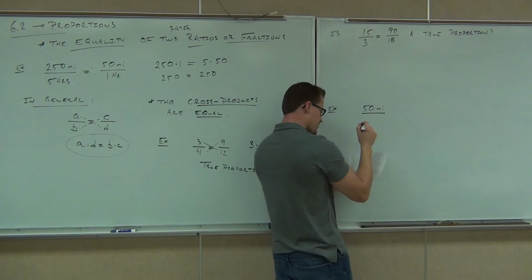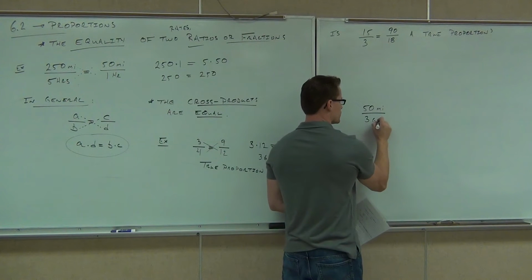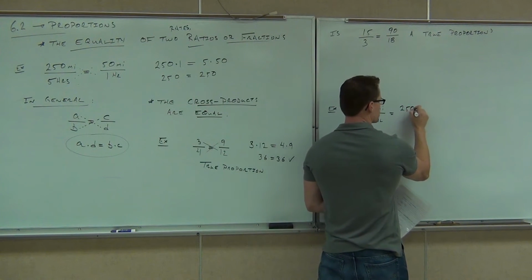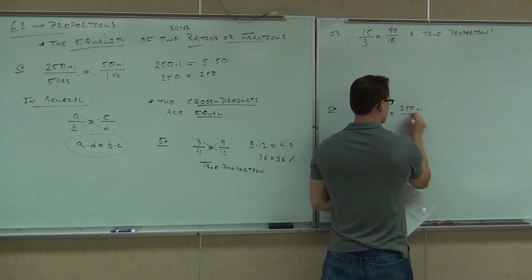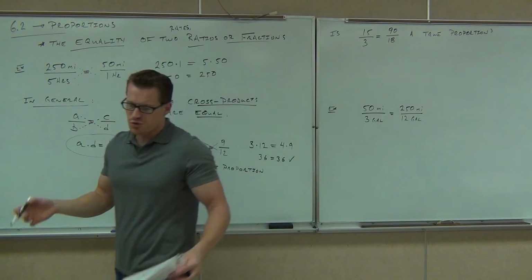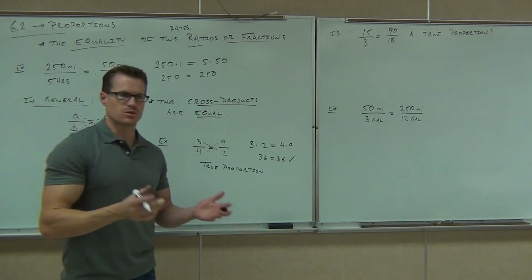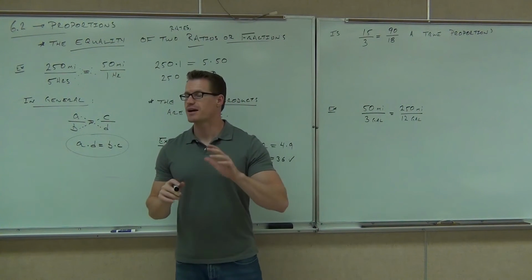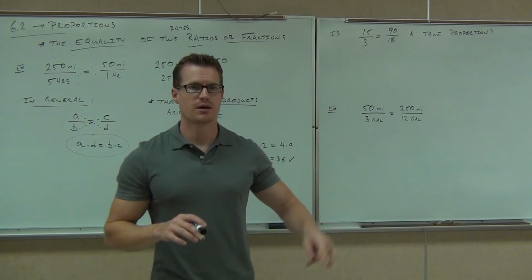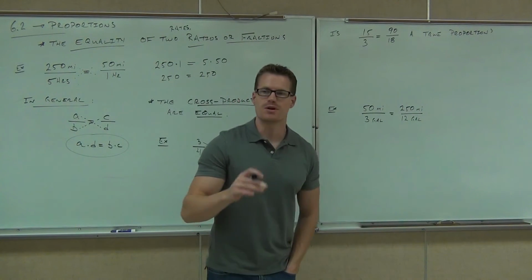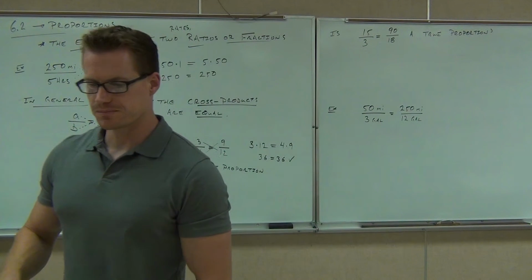Is getting 50 miles for every 3 gallons the same as getting 250 miles for every 12 gallons? You can check that with the cross product. So use the cross product. Again, there are several ways you can do this, but use the cross product to figure out whether these things are actually true proportions. Cross multiply, figure out if they're the same on both sides of your equation. If they are, then yes, true proportion. If they're not, then no, it's not a true proportion.